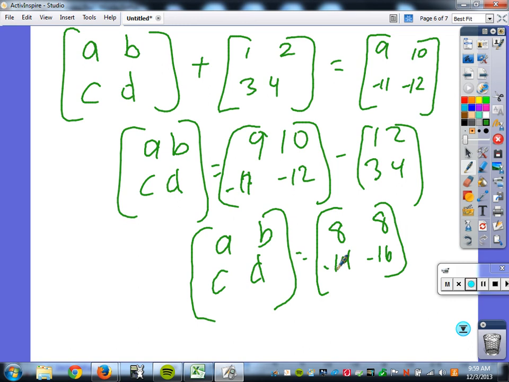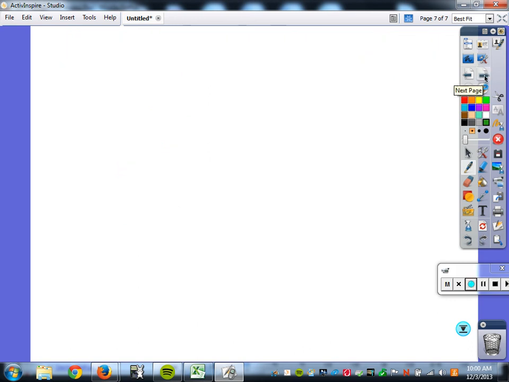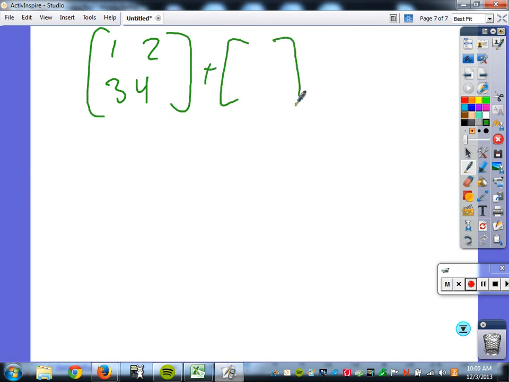Another thing, right? Okay, one more thing and then we're done. 2 more things actually. If I said I have matrix 1, 2, 3, 4 plus some matrix here, I don't know what that matrix is, it equals 1, 2, 3, 4.